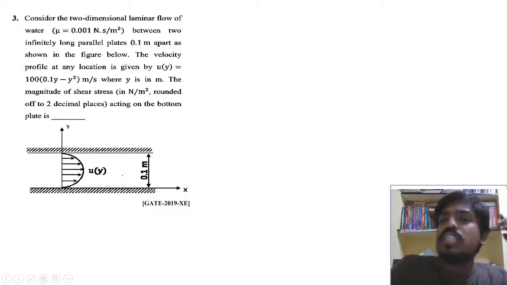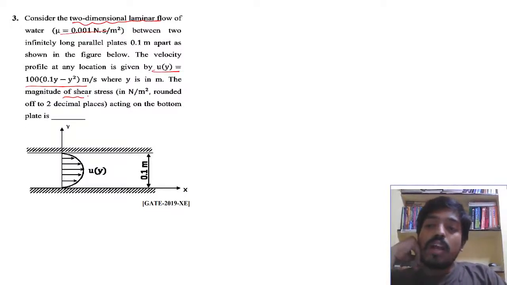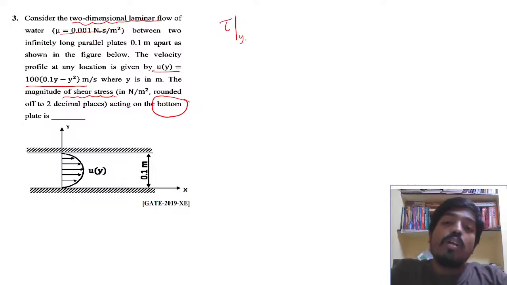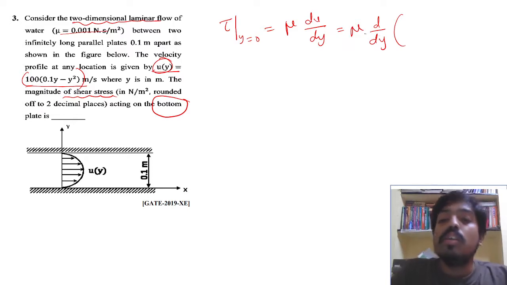Third question. Consider the two-dimensional laminar flow. Viscosity is also given. They are giving the u value with some profile. The magnitude of shear stress at the bottom: tau at the bottom, y is equal to 0, is equal to mu into du by dy. Mu into d by dy of the velocity profile they gave. The velocity profile is very clearly given, u depends on y only.